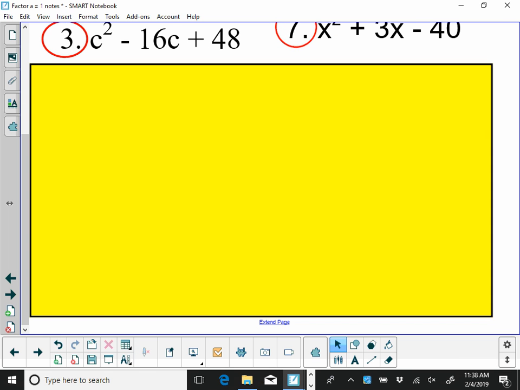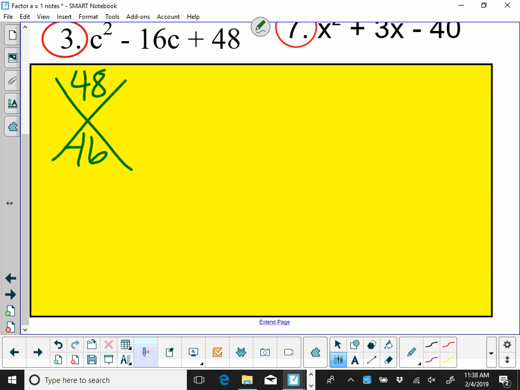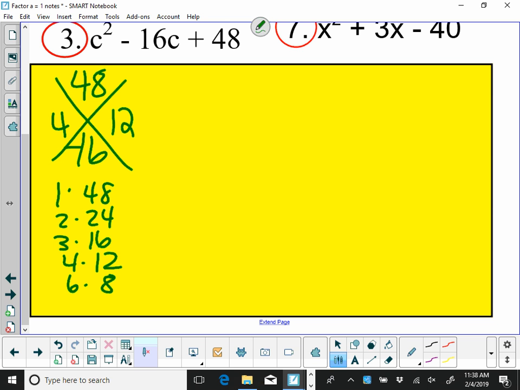All right, number 3. Top number was 48, bottom, 2 sides. All right, 48 is 1 and 48, 2 and 24, 3 and 16, 4 and 12, and 6 and 8. That's the only options. It is 4 and 12. Which one needs to be negative? 12. That gives me a negative 48. Both of them. C minus 4 and C minus 12. Okay? Y'all, if that top number is positive and the bottom number is negative, they're both going to be negative.